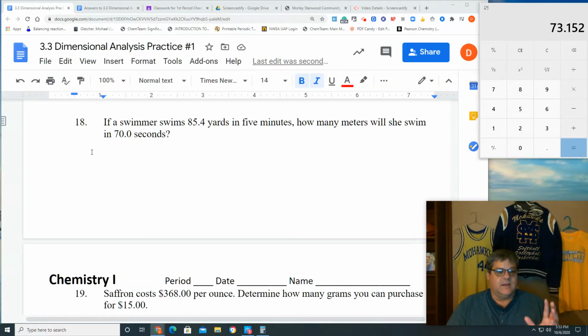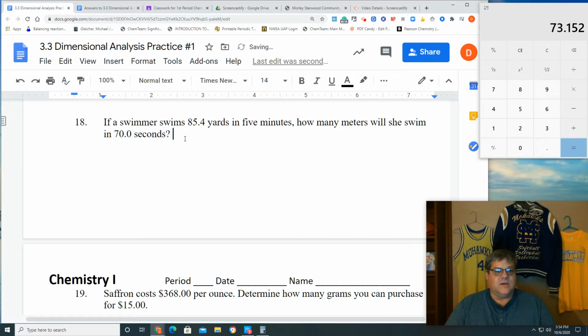Okay, dimensional analysis, section 3.3, practice sheet number 1, problem number 18. So here we go with problem number 18. It reads, if a swimmer swims 85.4 yards in 5 minutes, how many meters will she swim in 70 seconds?